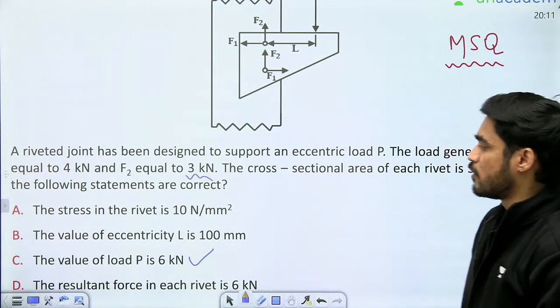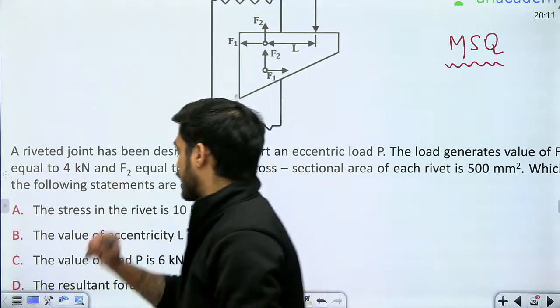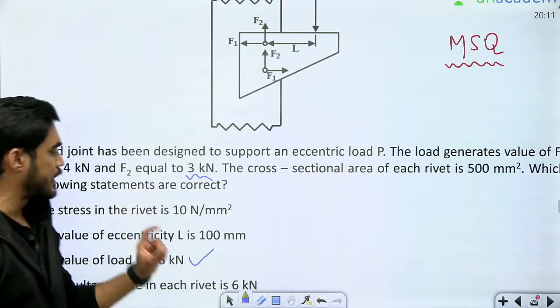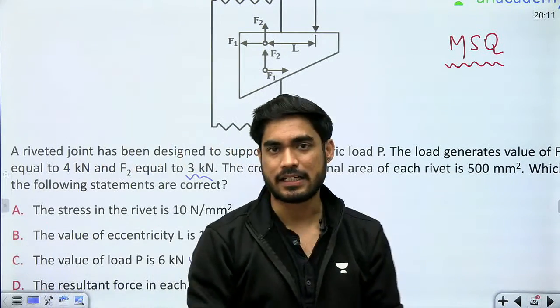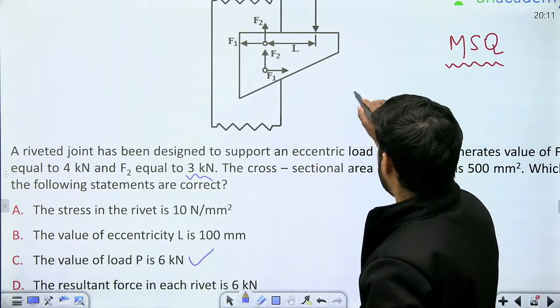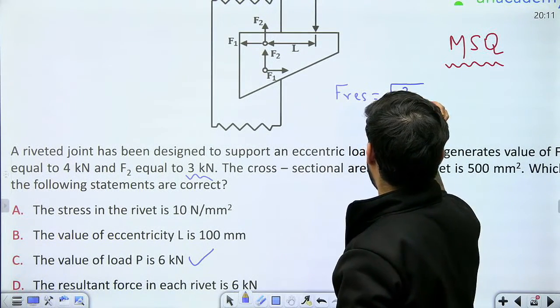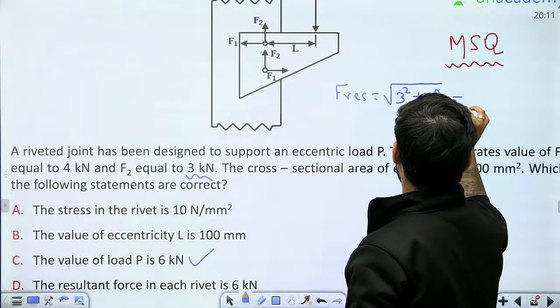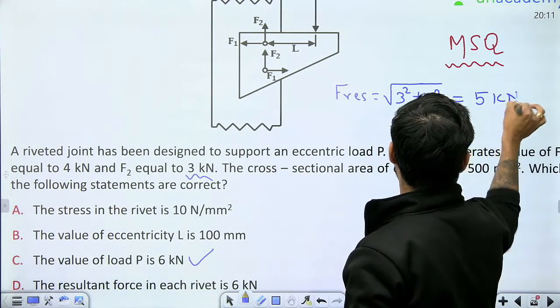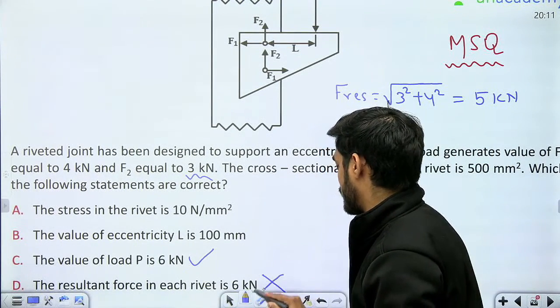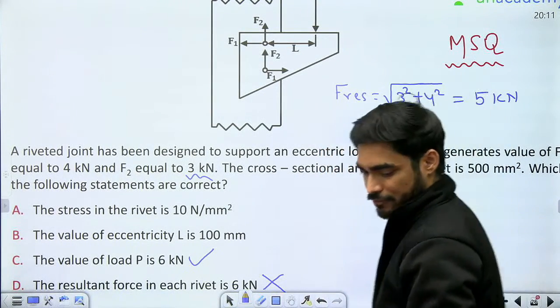So will this resultant force be 6 kilonewton? Understand. Primary force is 4 kilonewton. Secondary force is 3 kilonewton. So beta, how will the resultant force be 6 kilonewton? F resultant will be root over 3 square plus 4 square. So resultant force will be 5 kilonewton. So this is not true. The resultant is not 6 kilonewton, it is 5 kilonewton.